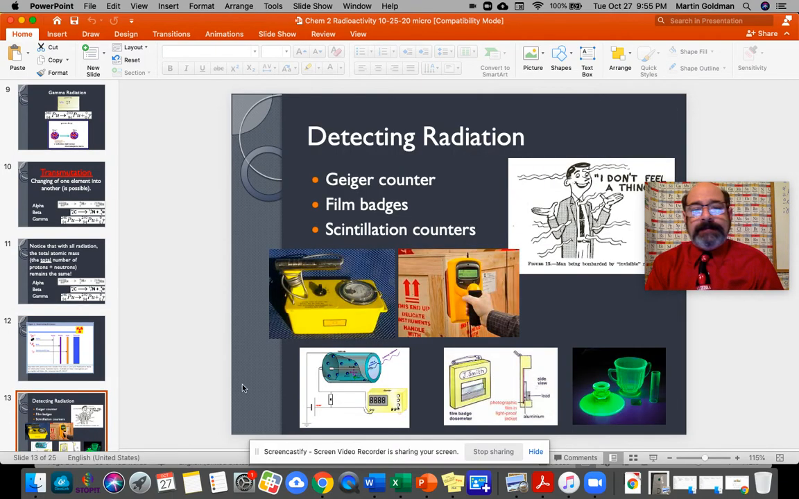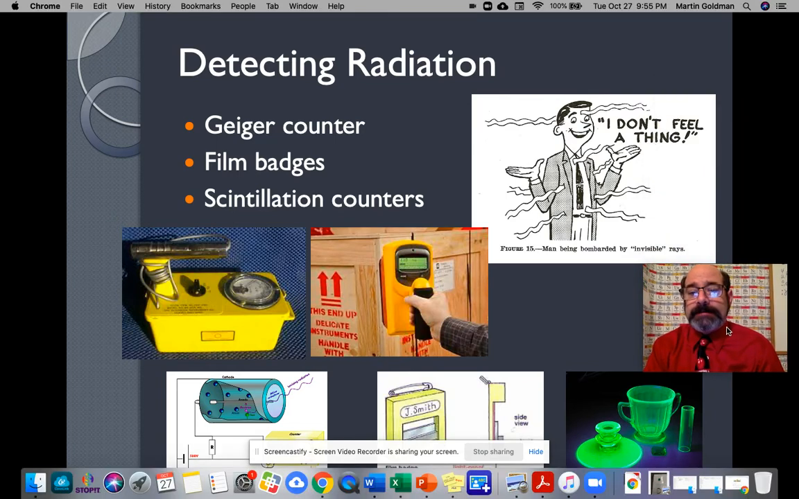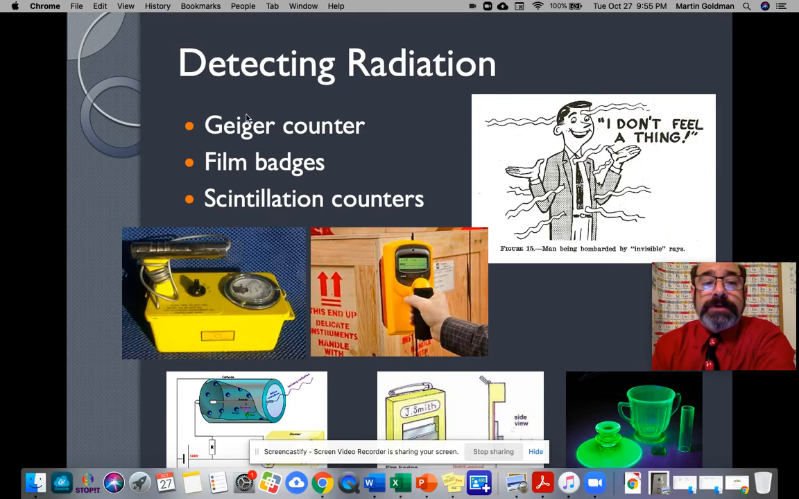Okay, so we have detecting radiation. How do we detect radiation? Oh, we use a Geiger counter. And this is what a Geiger counter looks like, because you can't tell radiation, you don't feel it. It's invisible. It goes right through you. You don't realize it.